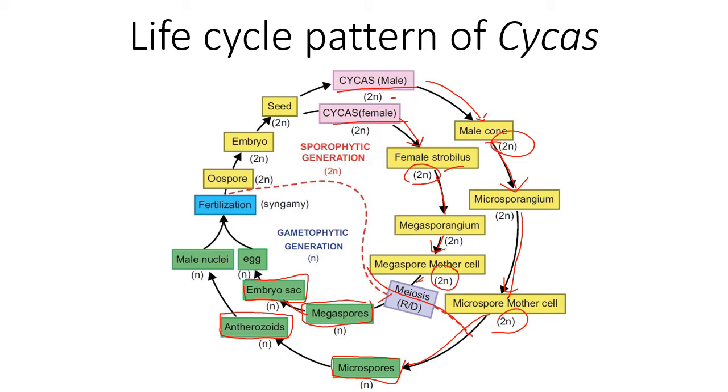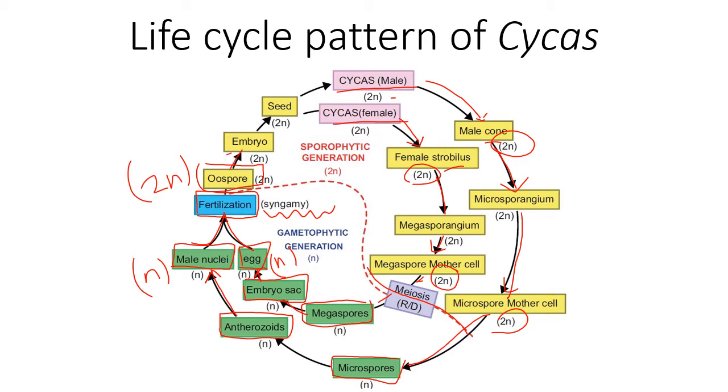These megaspores are present within the embryo sac, and these male gametes or antherozoids are developed from the pollen grain. These antherozoids are in fact male nuclei, and the embryo sac includes the egg, which is present within the archegonium. Now this male nucleus is n, and this egg is also n. When they unite together, there is a process of fertilization that is called syngamy. So after fertilization, it develops into a zygote, or you can call it oospore, that is diploid in nature.